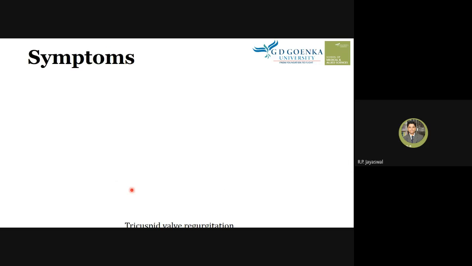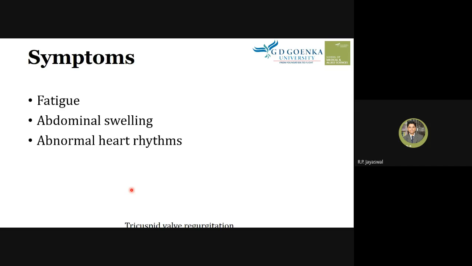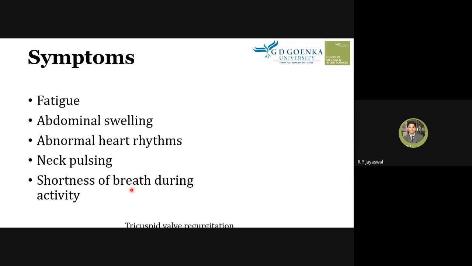Next, what are the symptoms if there is a tricuspid valve regurgitation? Fatigue is a very common symptom. These are common symptoms experienced by many patients suffering from tricuspid valve regurgitation: abdominal swelling, abnormal heart rhythm, neck pulsing, shortness of breath during activity. So these are the common symptoms experienced by the patient suffering from tricuspid regurgitation.